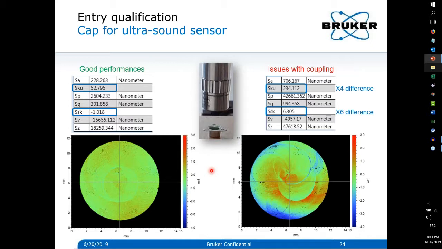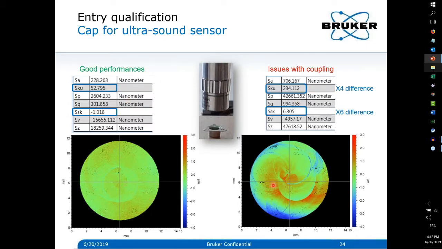Otherwise, the ultrasound sensor will lose all efficiency. As you can see, we use super long working distance objectives, such that we can look to the bottom. There is no way for a standard objective to go in. And with a single measurement, we can assess and measure the full bottom cavities.